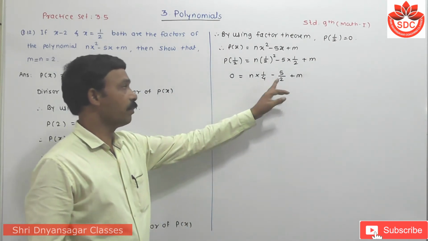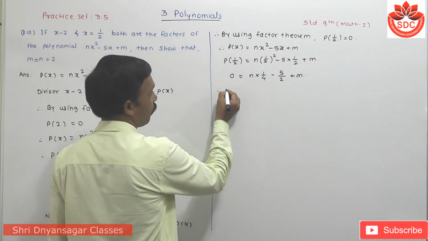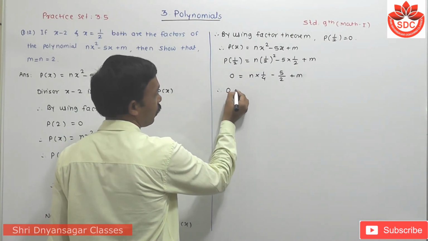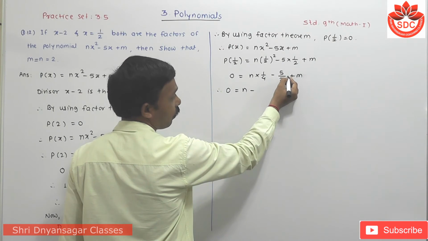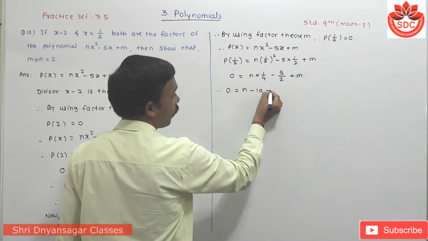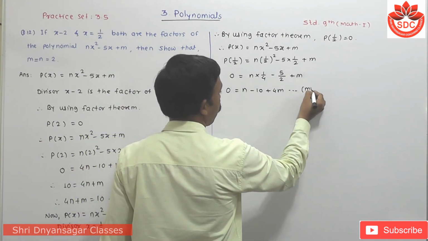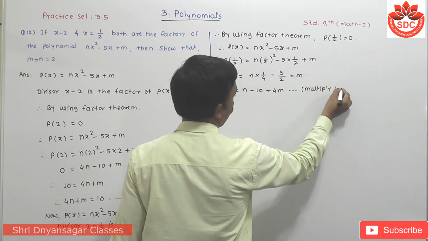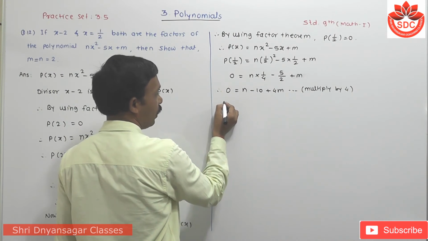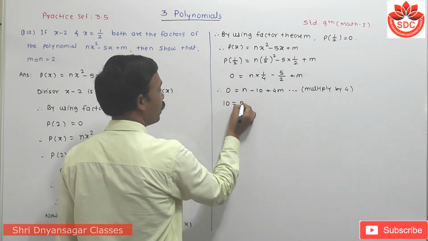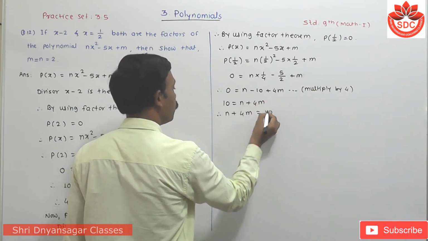Student, if you multiply both sides by 4, we get 0 is equal to n minus, when we multiply by 4, 2 2s are 4, then 5 2s are 10, plus 4m. Then I have to transfer this minus 10 to this side, we get 10 is equal to n plus 4m. Means that n plus 4m is equal to 10.